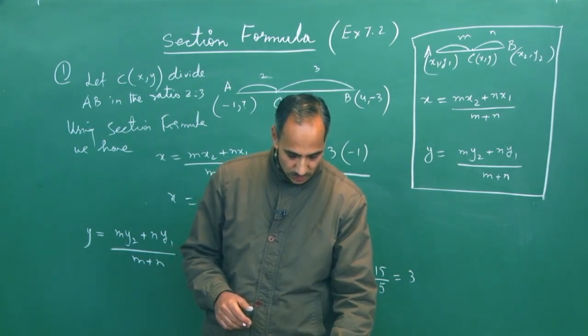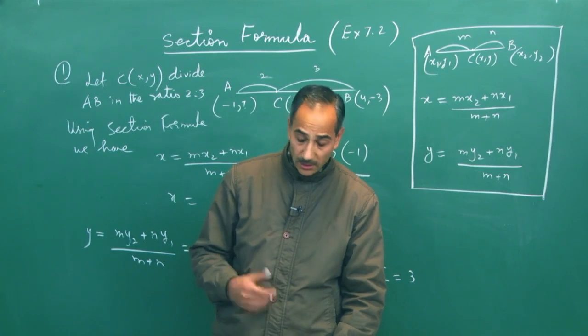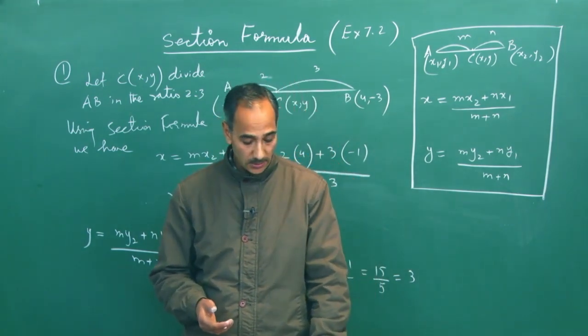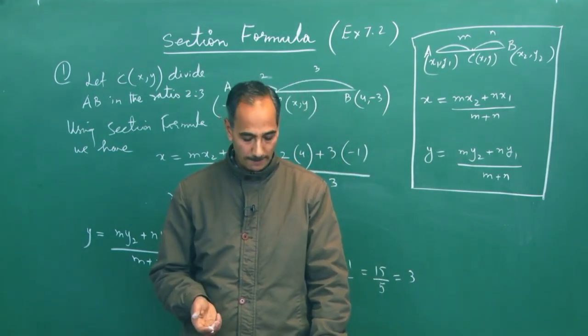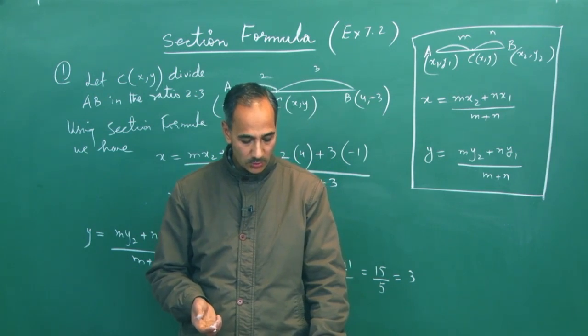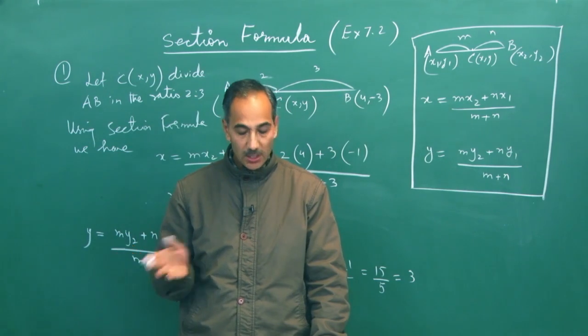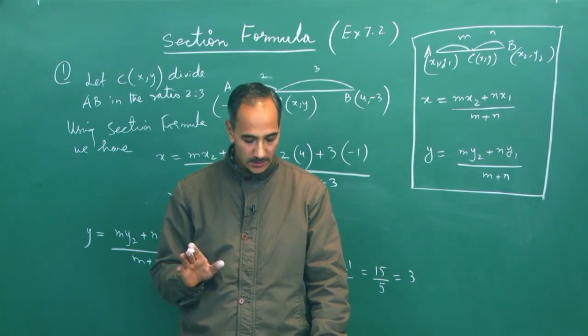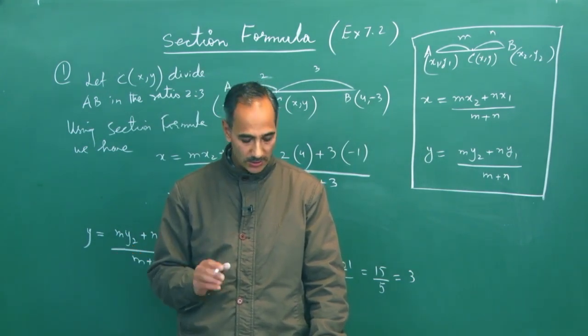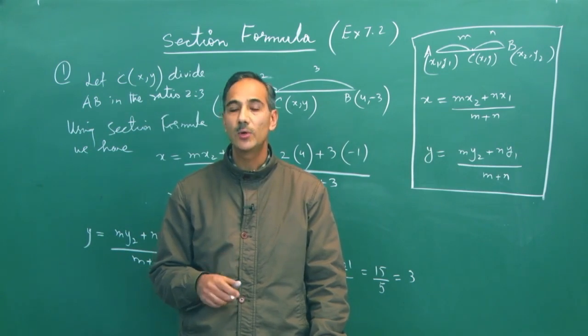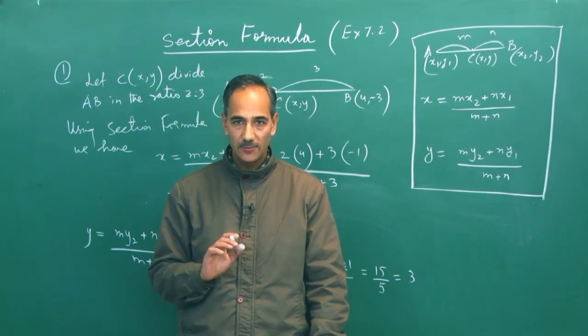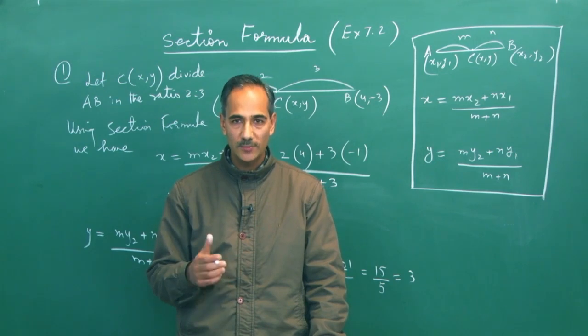Now we have question 2. Again, finding points of coordinates, more than 1. In question number 2, see what you have. You have again a line segment AB whose coordinates are given. Now there's no ratio given. Then instead of ratio, it's mentioned, find the coordinates of the points of trisection.